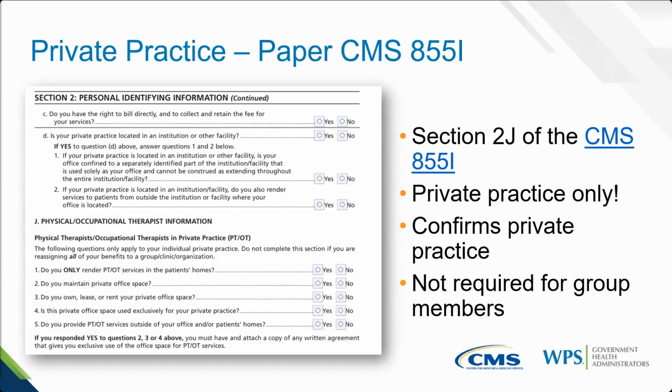Now, as I mentioned, if you have a PT or an OT that is enrolling to reassign benefits, they're going to fill out that CMS 855I just like a physician would, and they're going to complete the reassignment information in section 4F. That's going to connect them to the clinic, and they do not have to complete this questionnaire. I want to be really clear about that.